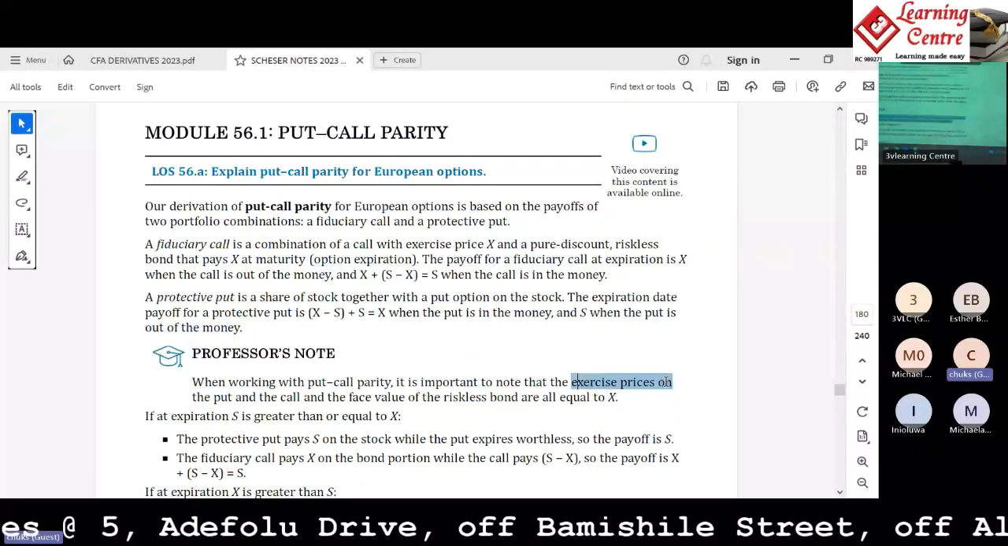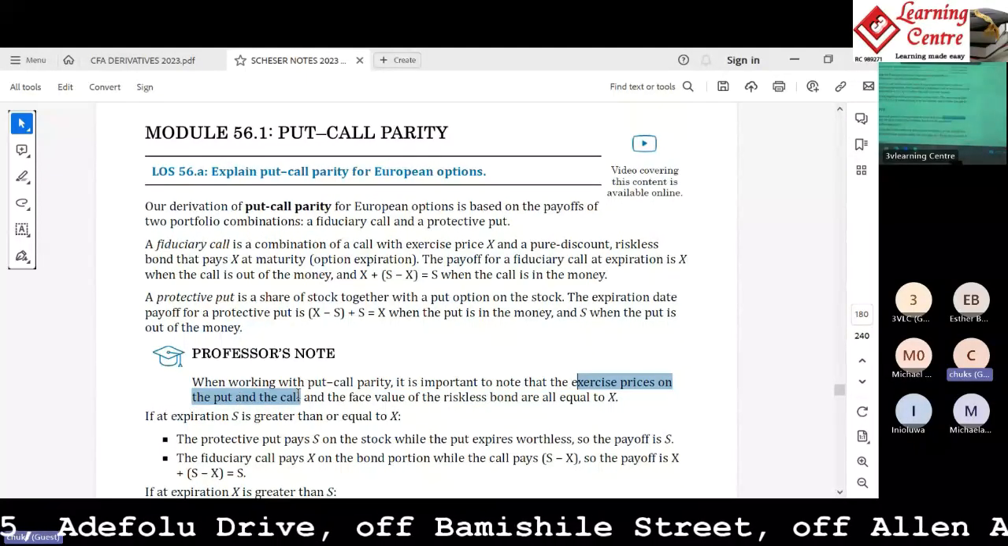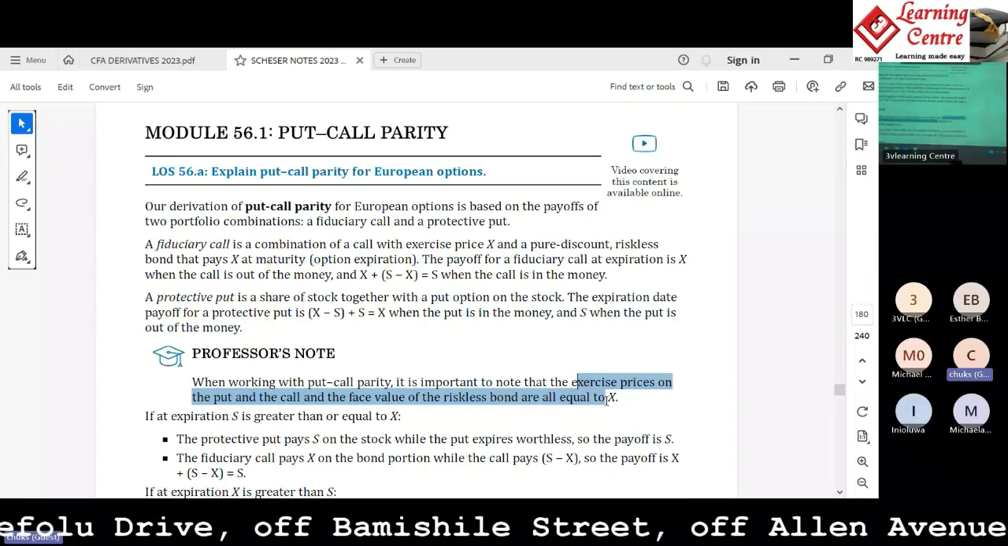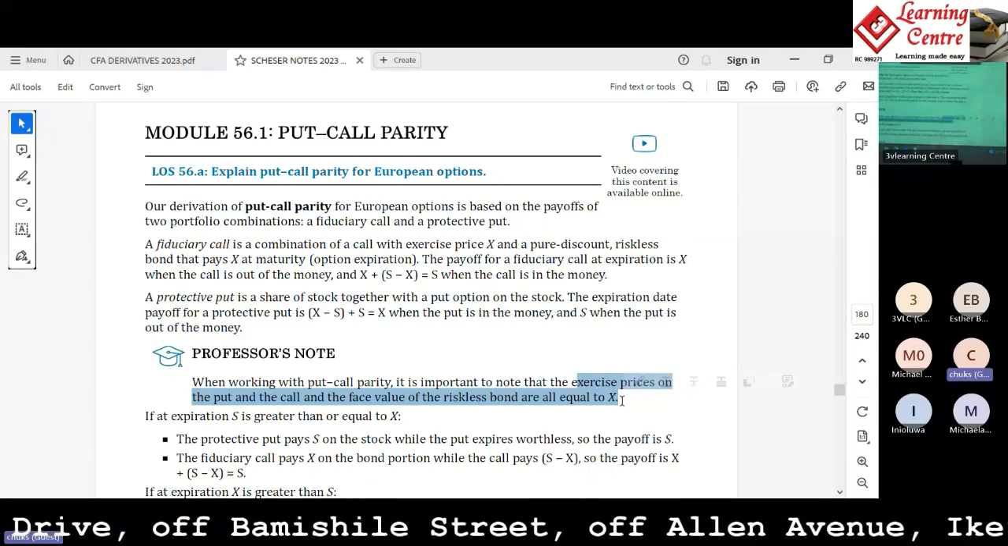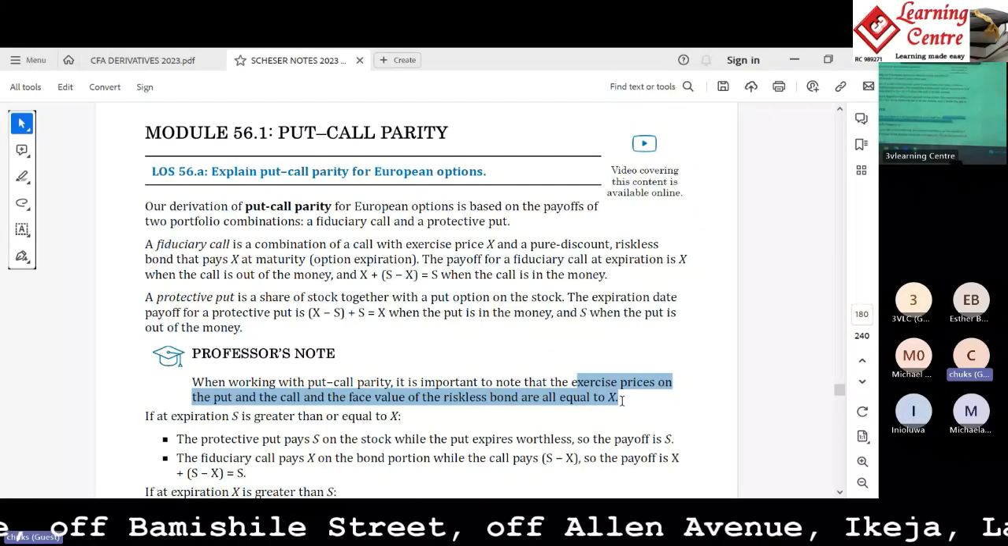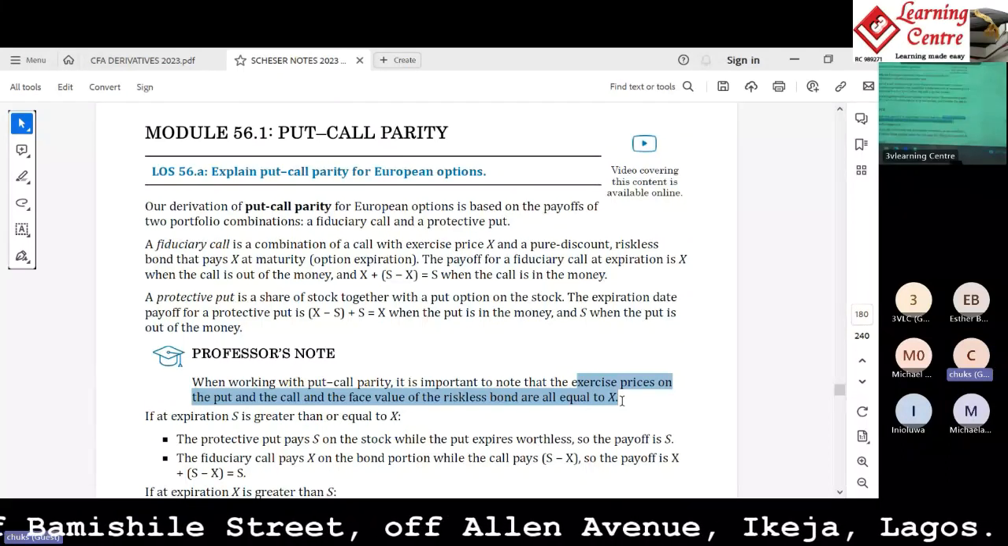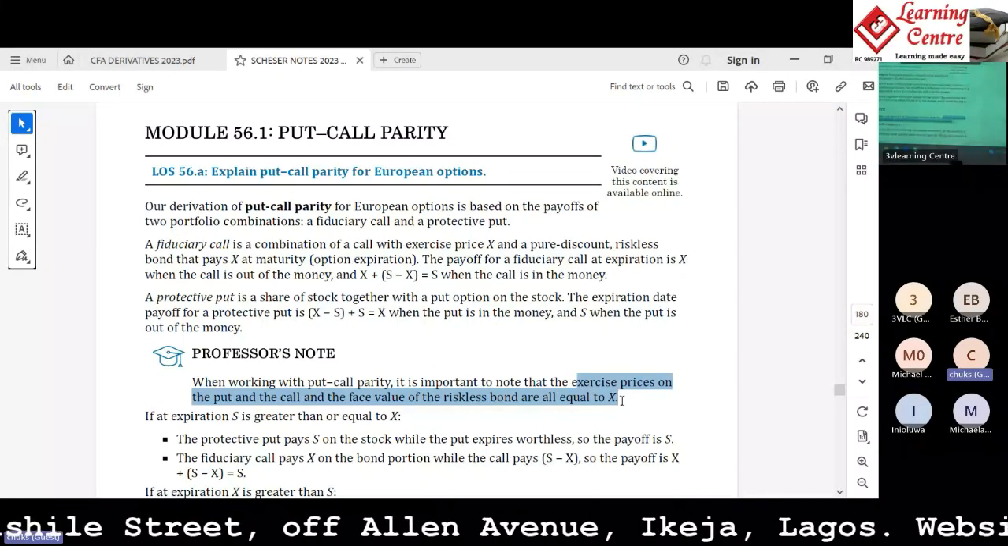Note that the exercise prices on the puts and the call and the face value of the bond are all equal to the exercise price. So everything in this assumption, for this put-call parity to work, means that everything is equal to the exercise price.